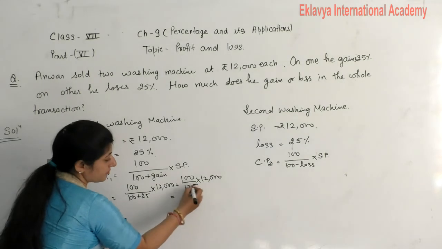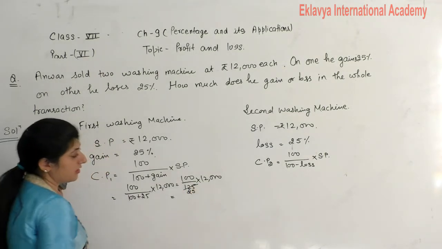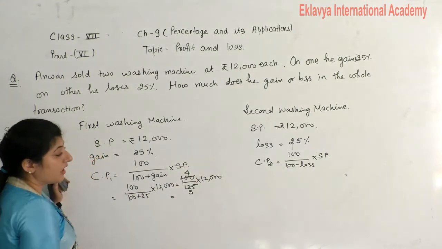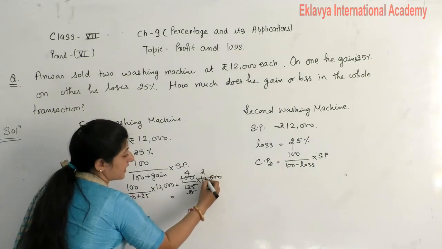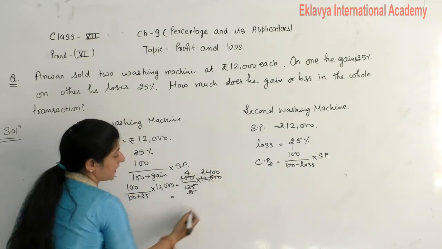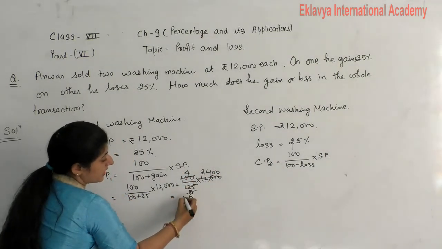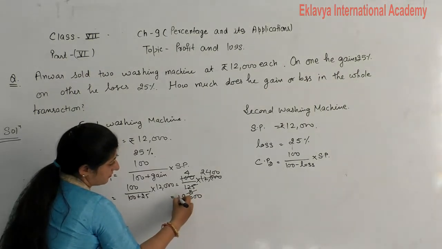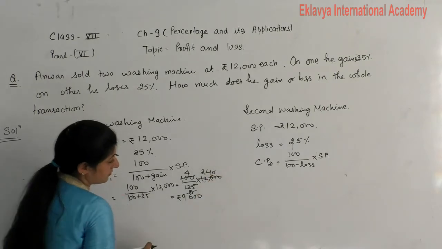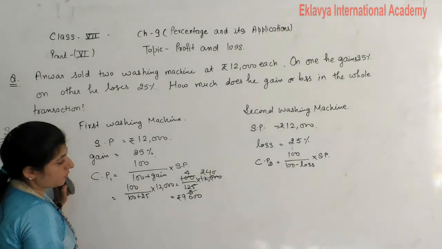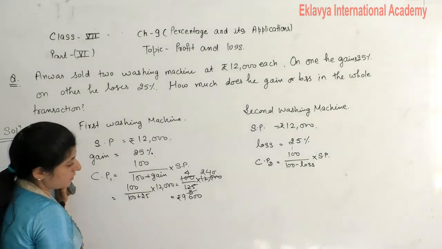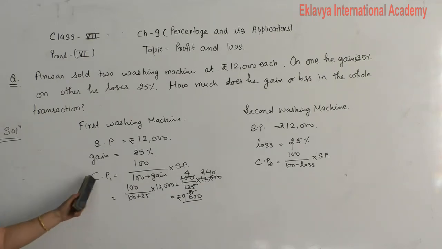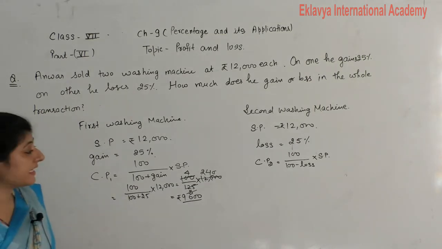Then CP1 is 100 upon 100 plus 25 multiplied by 12,000, that is 100 upon 125 multiplied by 12,000. Now solve it. 25 5s are 125, 25 4s are 100. After solving, 12,000 gives rupees 9,600. Cost price of first washing machine is rupees 9,600.